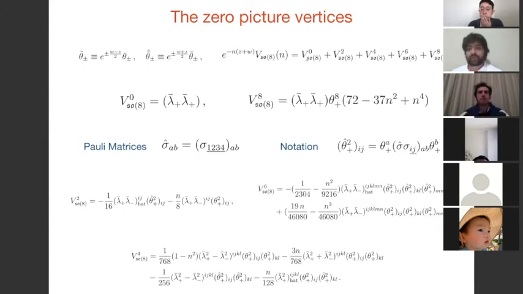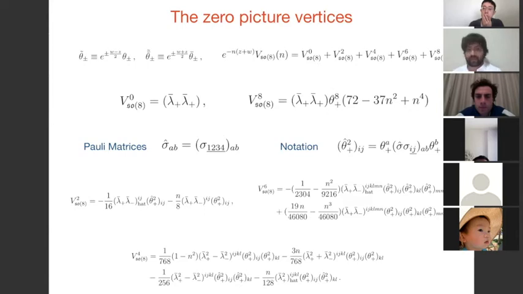So the vertex has 5 terms, right? It has terms with 2 thetas, 4 thetas, 6 thetas, and 8 thetas. The thetas that appear, I removed the tilde, are chargeless thetas. So they don't carry conformal dimension or charge. So the vertex has well-defined conformal dimension and no charge.